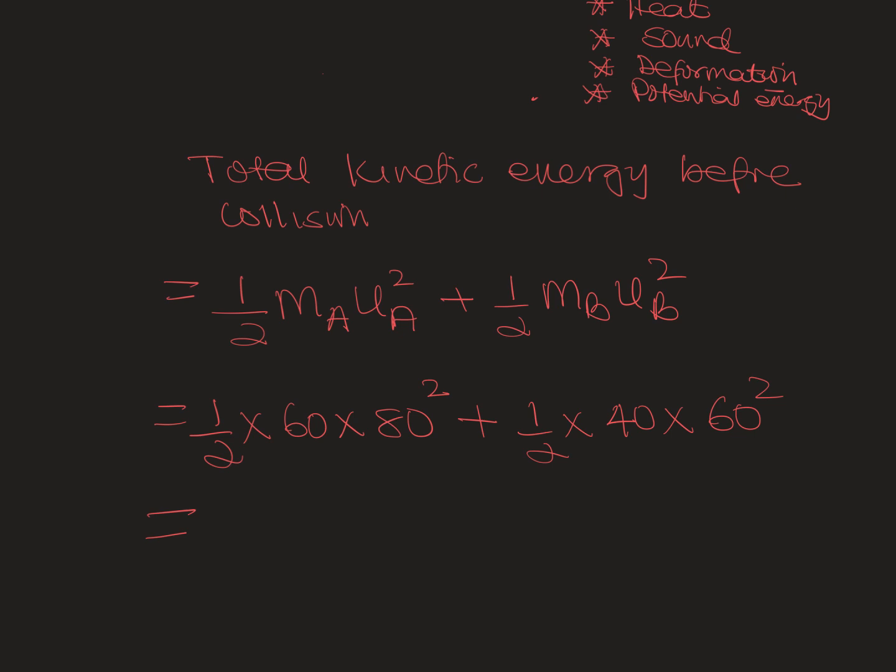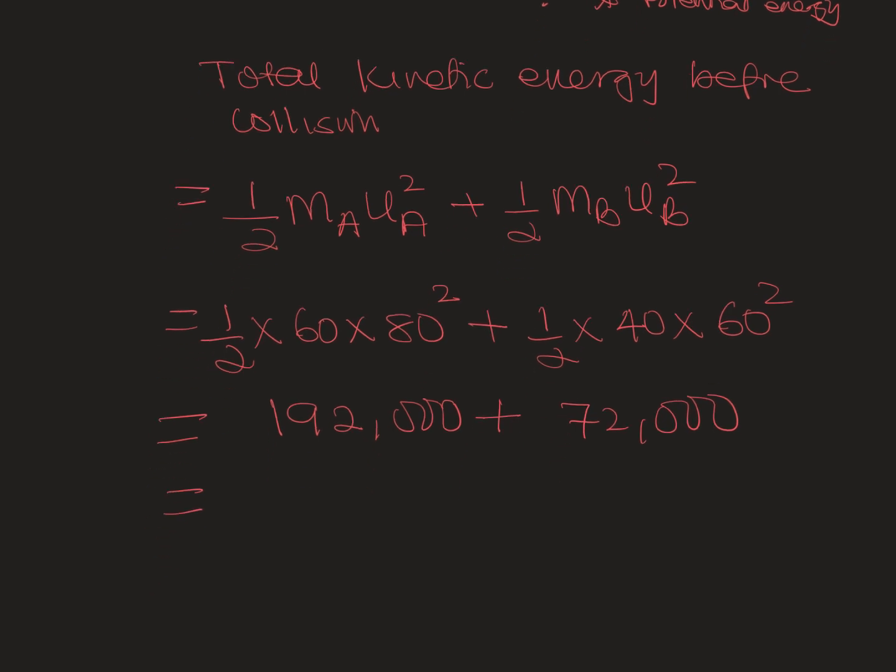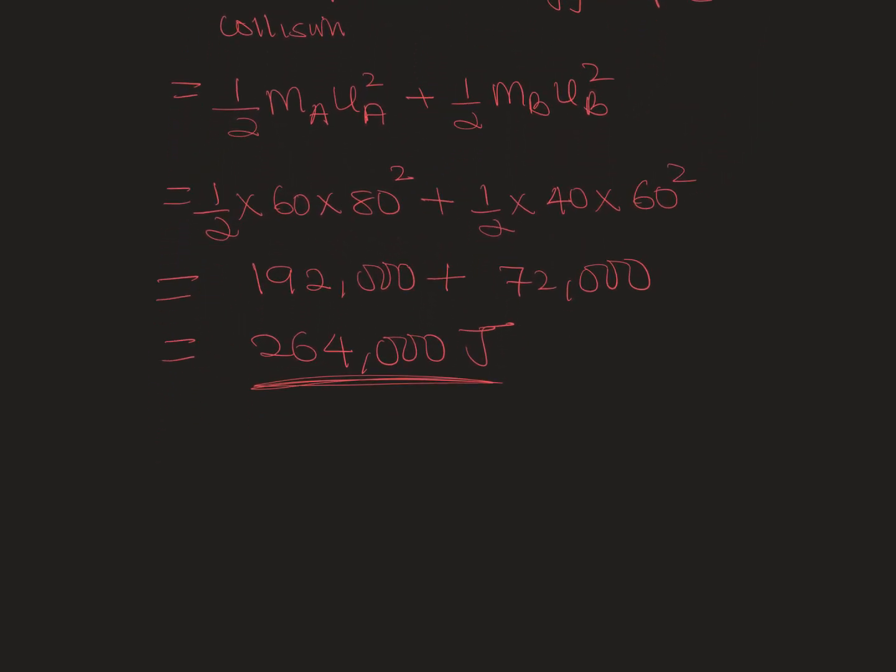That is going to give you half multiplied by 60 multiplied by 80 squared. You're going to have 19,200 as the kinetic energy for body A, plus half 40 multiplied by 60 squared. You have 72,000 as the kinetic energy for body B before collision. If you add these two, you have 264,000 joules. So this is the total kinetic energy before collision.